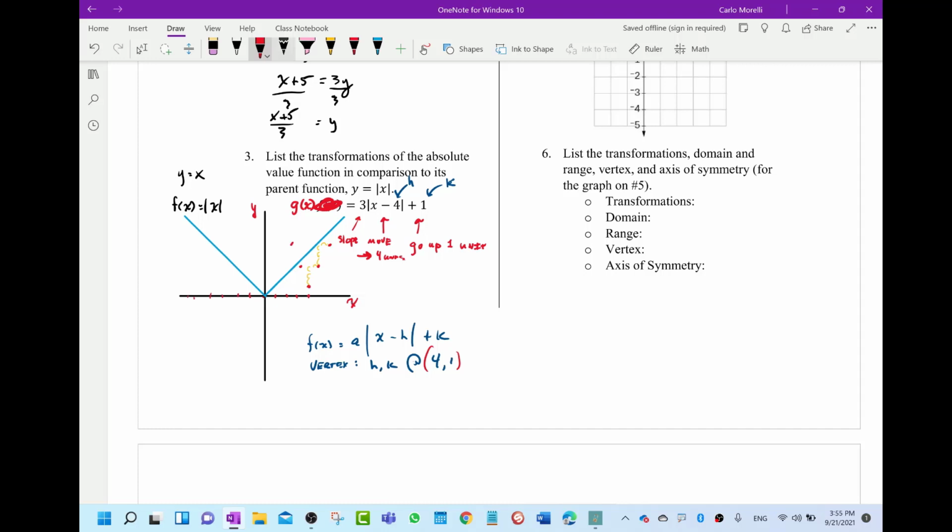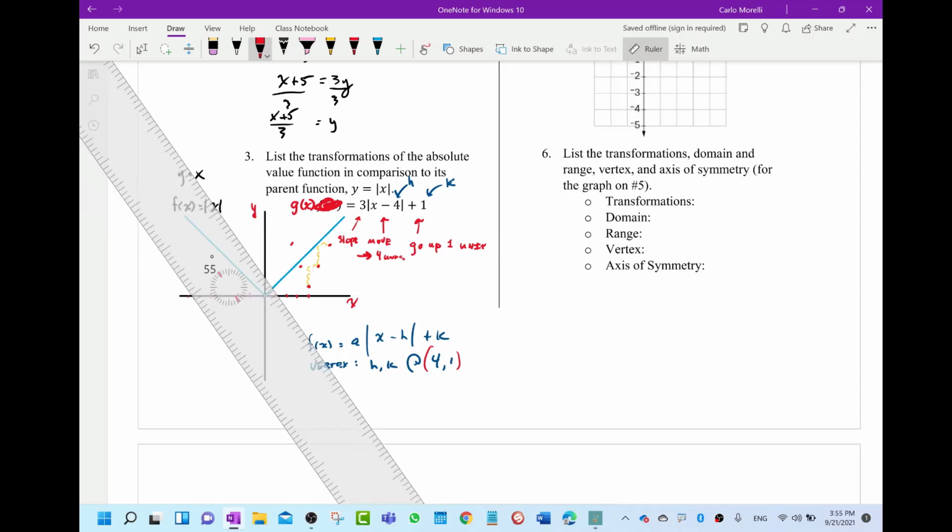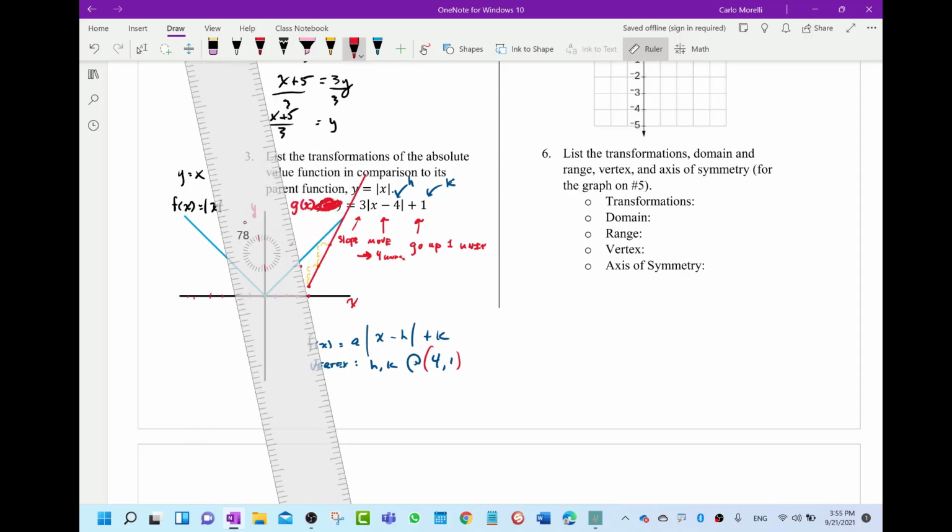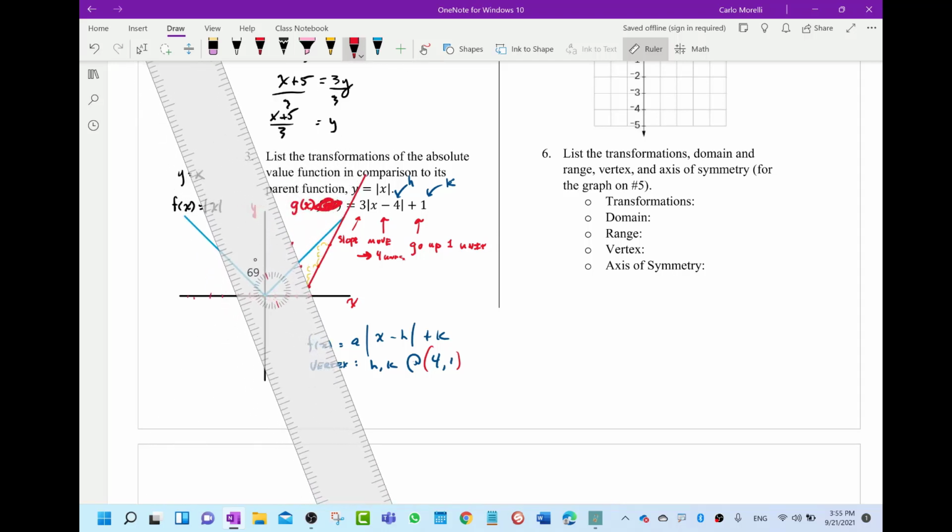This is the shape. And so let's take the ruler to it and make this a shape. I'm going to use red. So here's my new absolute value function, g of x. Okay. And just compare the two. What happened? List the transformations. First, it moved, right? So it moved over 4.